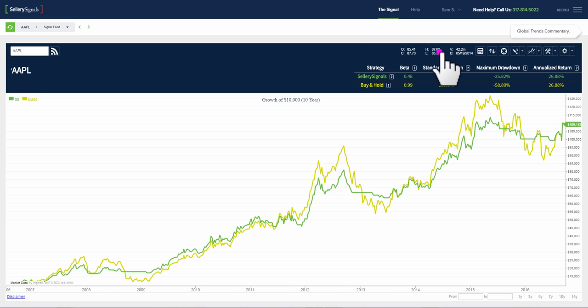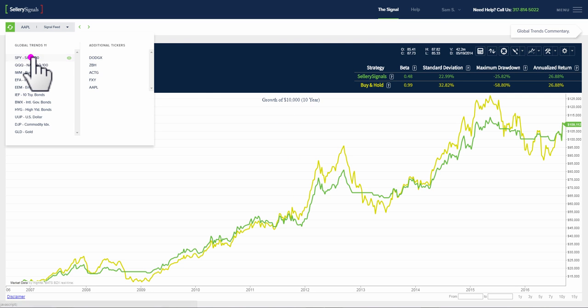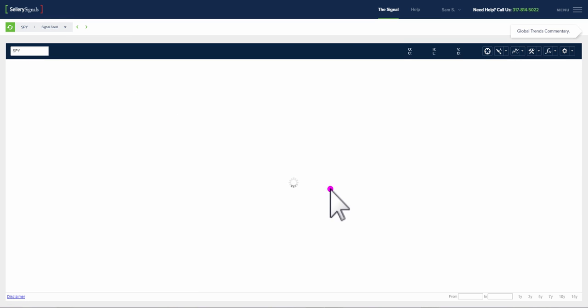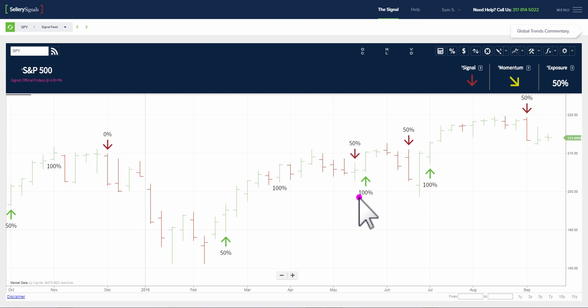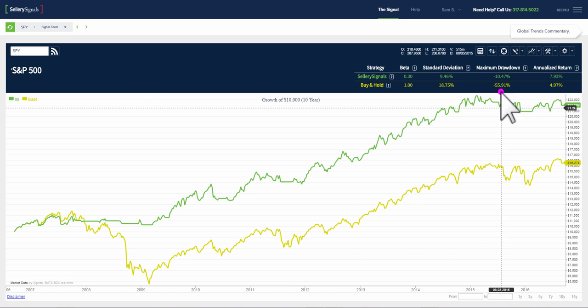So press the calculator button. Here we are on Apple over a 10-year view. I'm actually going to switch back to the S&P for the start of this. It takes a few seconds to download. Switch back over here. Okay.